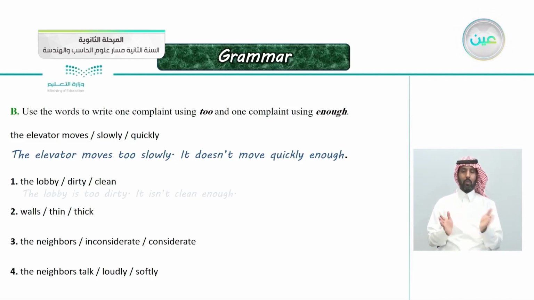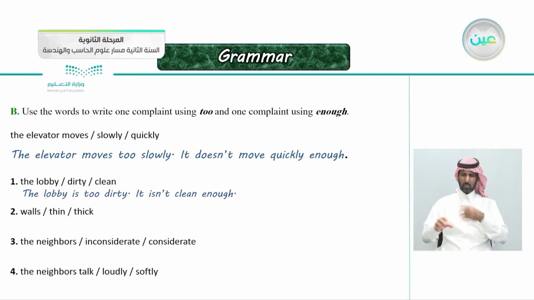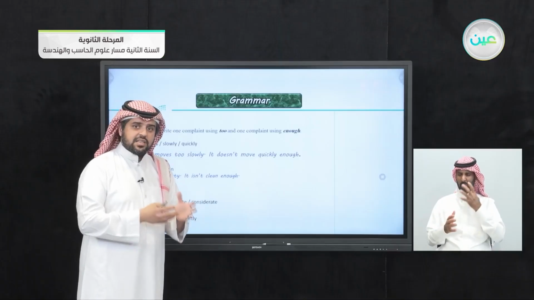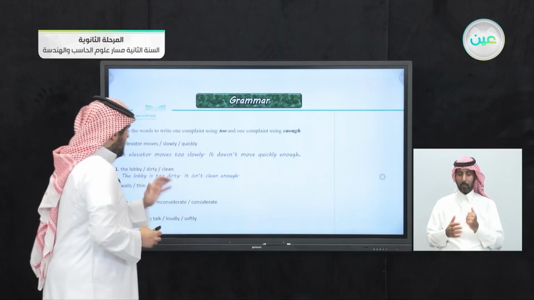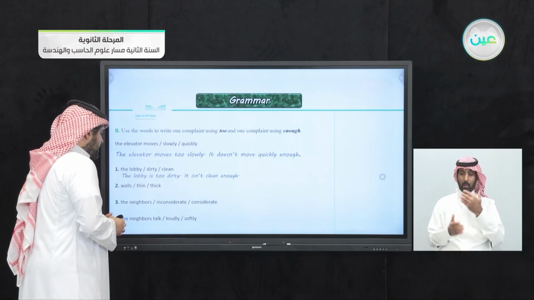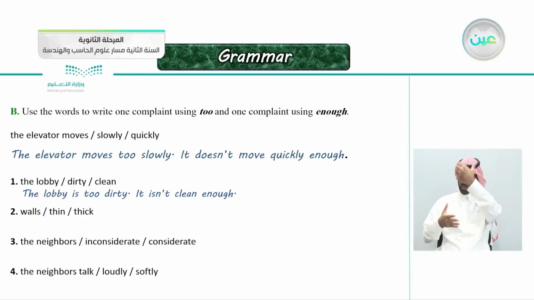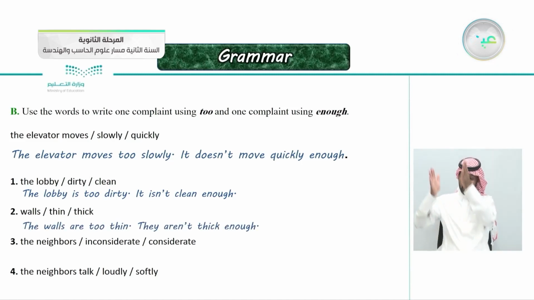Let's check the answer. The lobby is too dirty. It isn't clean enough. Very good. Number 2, walls, thin, thick. Walls, thin and thick. So use too and enough. Let's check the correct answer here. The walls are too thin. They aren't thick enough. Very good.